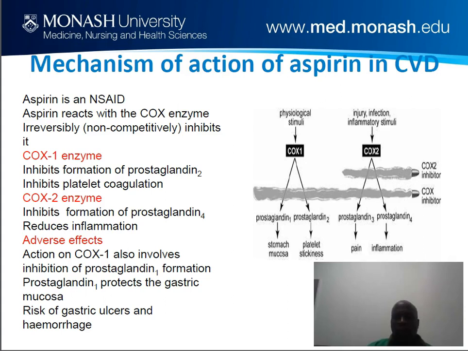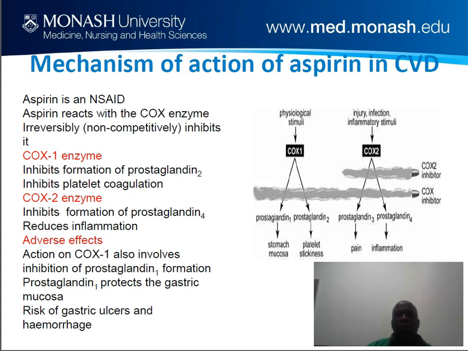in the stomach mucosa. There are different types of prostaglandins. So there are COX-1 and COX-2 enzymes. COX-1 is involved in the physiological stimuli. COX-2 is responsible for injury, infection, and inflammatory stimulation. Then the inhibition of COX-1 inhibits the formation of prostaglandin 2, which inhibits platelet coagulation. And inhibition of the COX-2 enzyme inhibits formation of prostaglandin 4, which reduces inflammation.